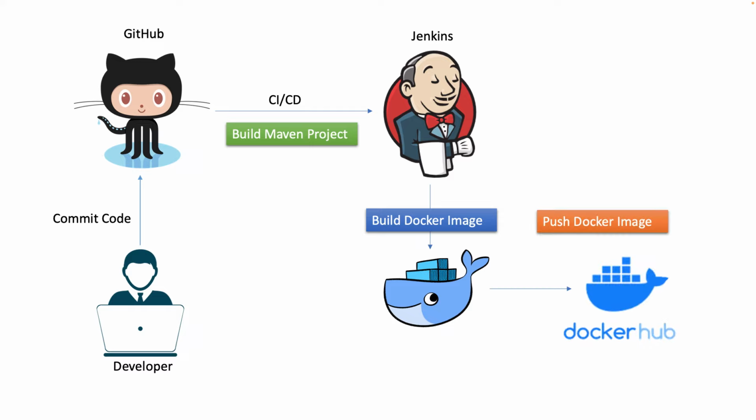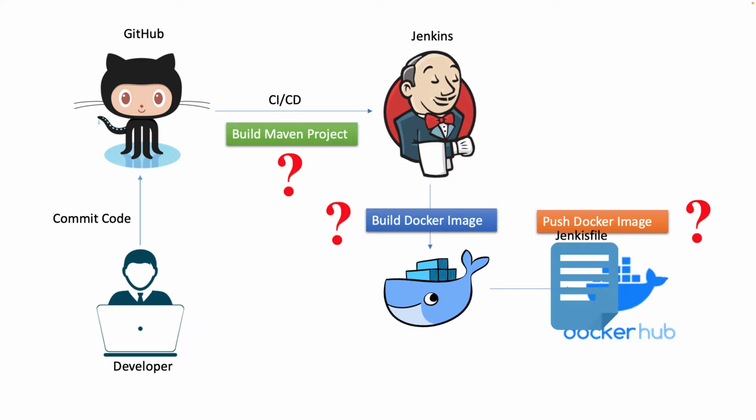Now the question here: how will Jenkins know what steps you want to perform? Whether first you want to build your project, then create a Docker image, then push the Docker image to Docker Hub. How will Jenkins know these steps as part of continuous integration and continuous deployment? That's why the Jenkins declarative pipeline concept came into the picture, where you need to define all the steps you want to perform in a file called Jenkinsfile.